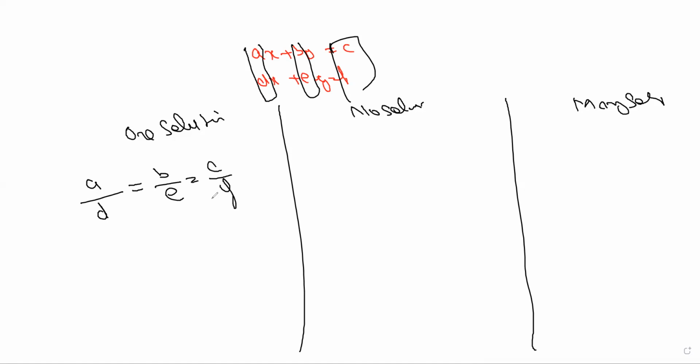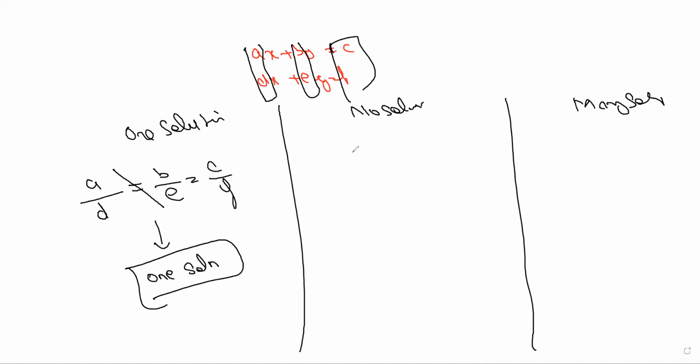Right. For one solution, a by d would not be equal to b by e. If you are taking the coefficient of x and comparing it with the coefficient of y, and these two are not equal in both equations, so it would have how many solutions? Just one solution.